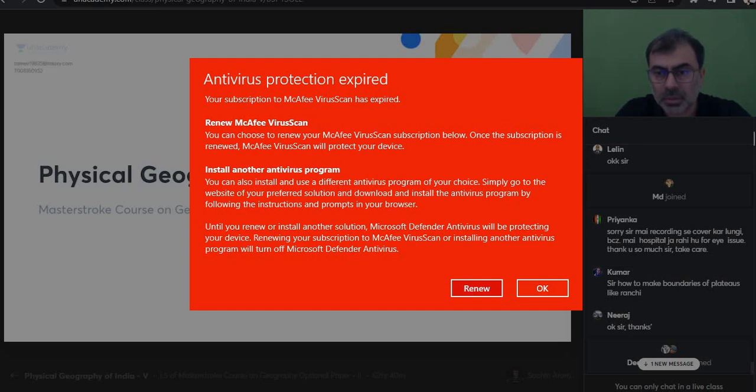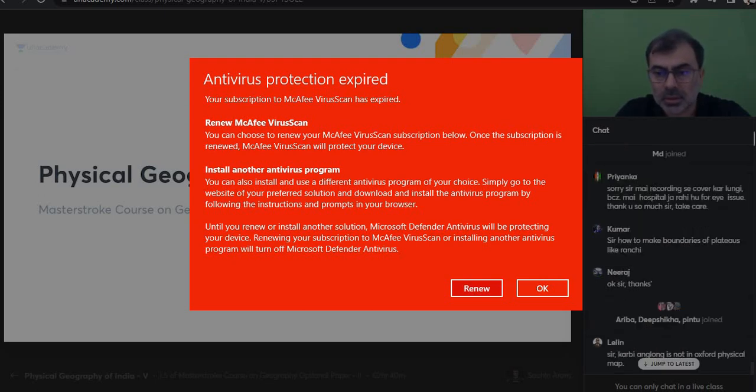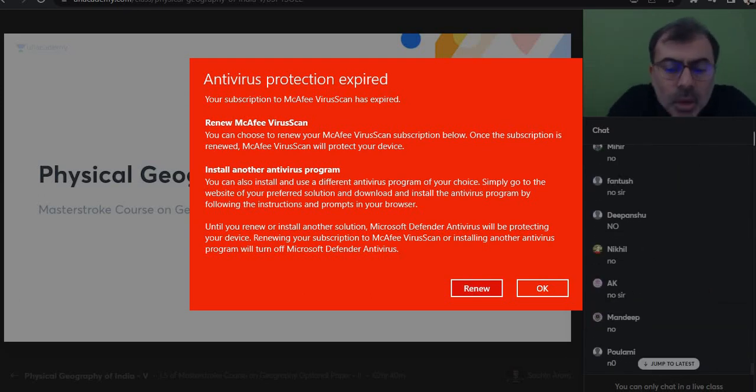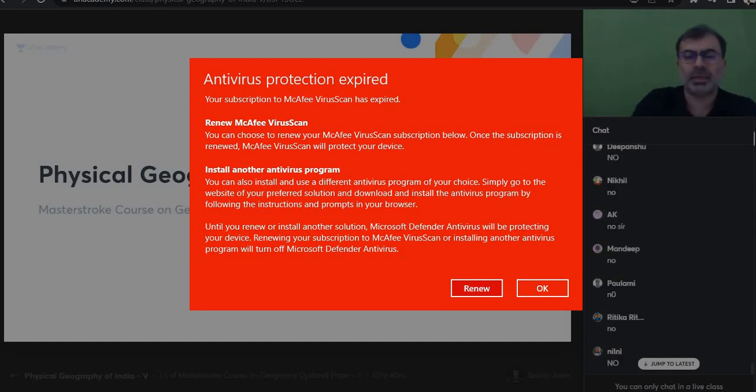How to make boundaries of plateau like Ranchi Plateau? Okay, perfect. So Karbi Anglong is not in the peninsula. So you don't need Karbi Anglong. Anywhere did I talk about Karbi Anglong? Anyone? In the peninsula, have I talked about Karbi Anglong till now? So then why do you forcefully want to put Karbi Anglong? Whatever we have done till now, do that. Won't that be better? Okay, fine. Let's start the class, everyone.